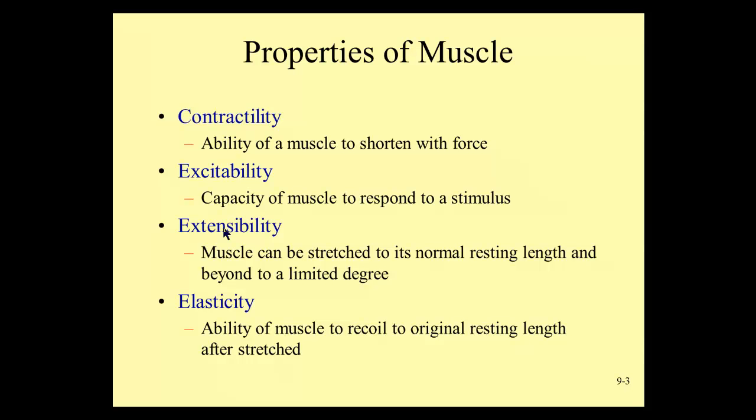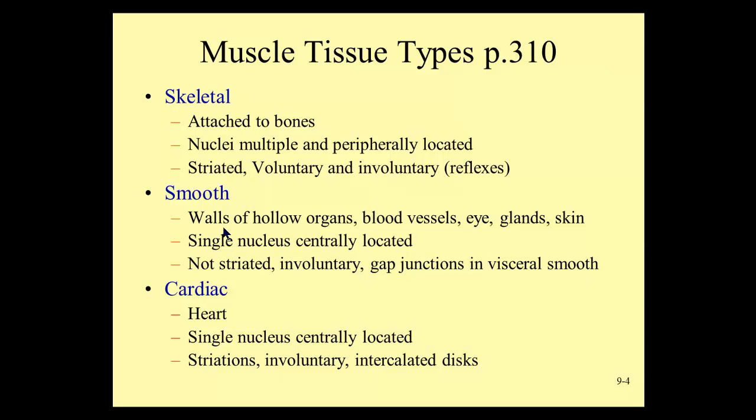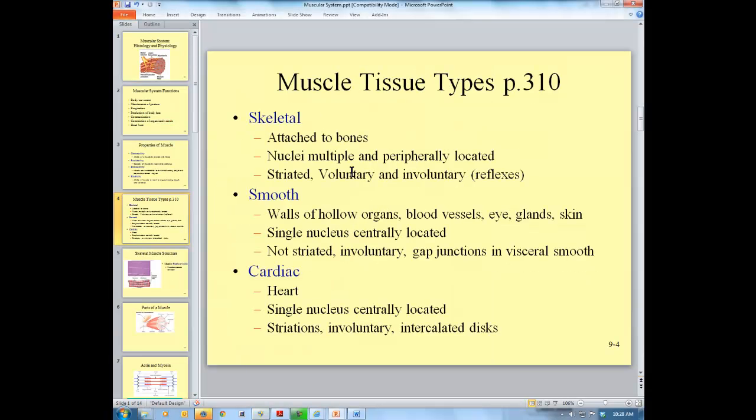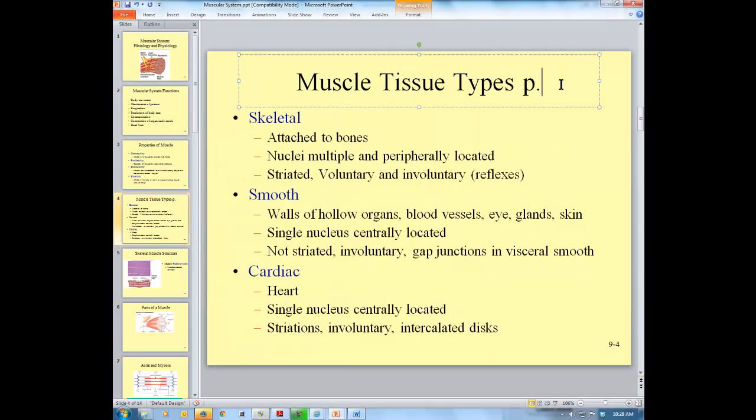There are 3 different types of muscle tissue in the body, and that text page reference is not correct, so I would have you change that. The descriptions of the 3 different types of muscle tissue are actually on page 182 in your textbook. So I'm going to change that right now. It's page 182, and we'll continue where we were.